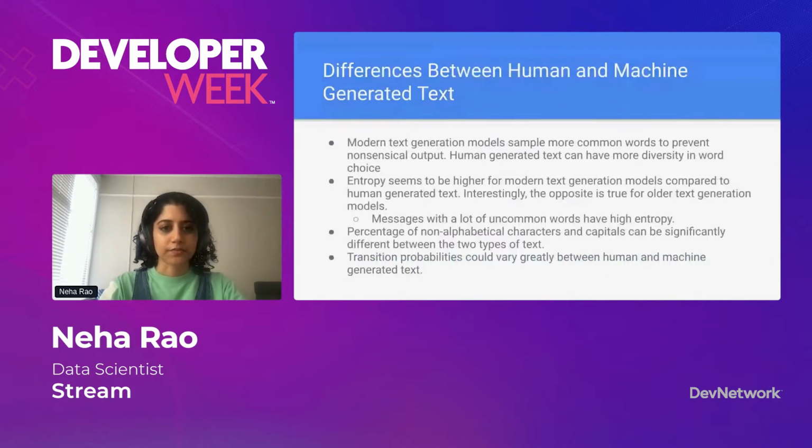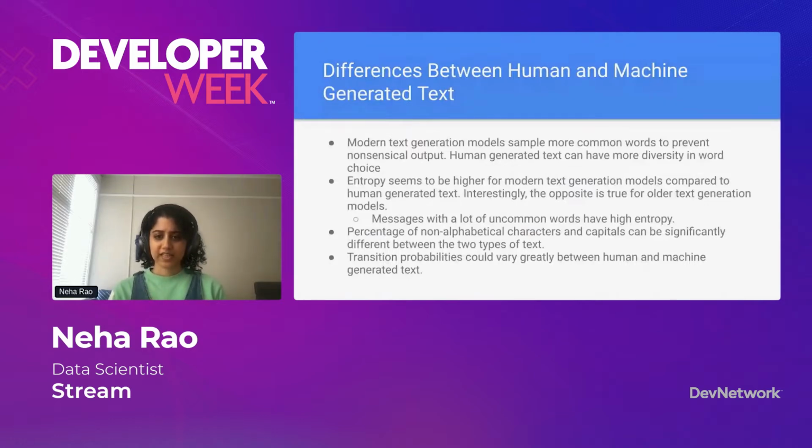So what are the differences between human and machine-generated text? These are observations I've personally noticed, and also observations I've seen in literature. Modern text generation models sample more common words to prevent nonsensical output. What this means is text generation models usually look at prior words to generate the next word, and they usually pick the highest probability or one of the highest probability words.